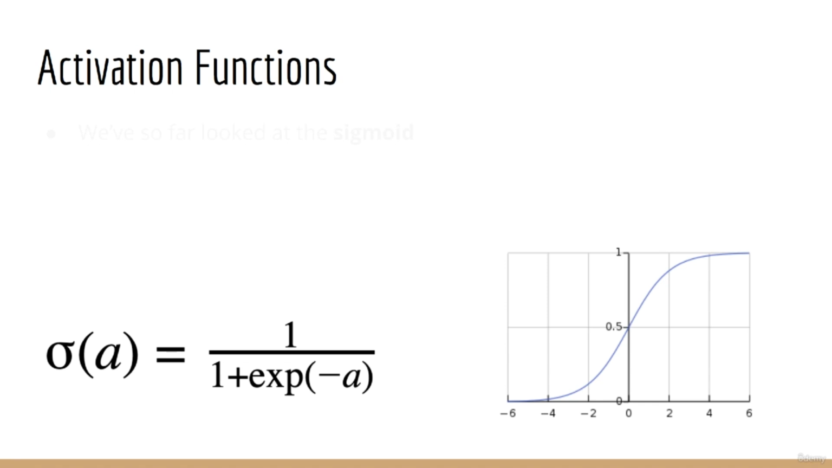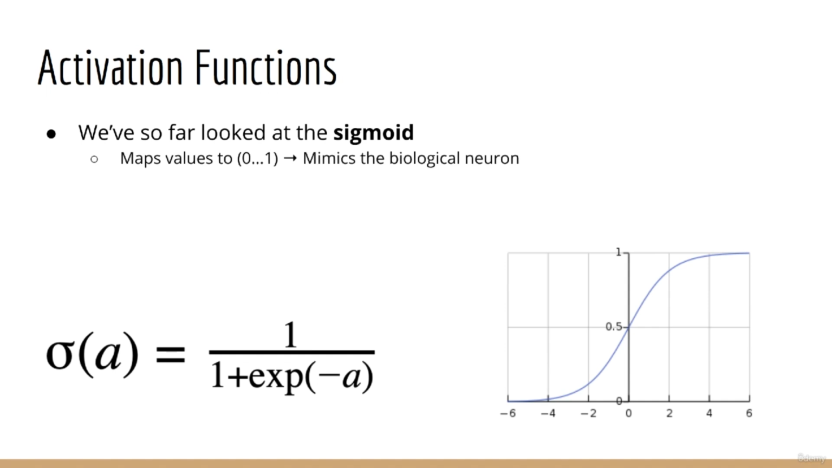In this lecture, we are going to discuss activation functions. Previously, we learned that the sigmoid function allows us to build neural networks, and it does several important things for us. First, it maps its inputs to go from 0 to 1. This is nice because it mimics the biological neuron. So our neural network is literally a network of artificial neurons.